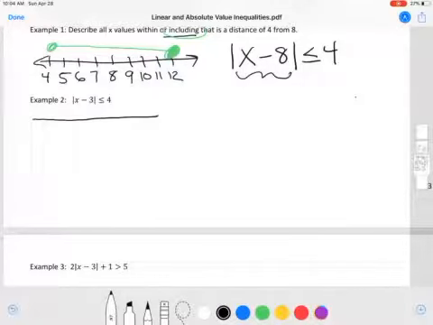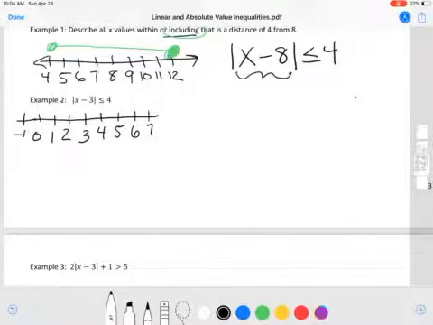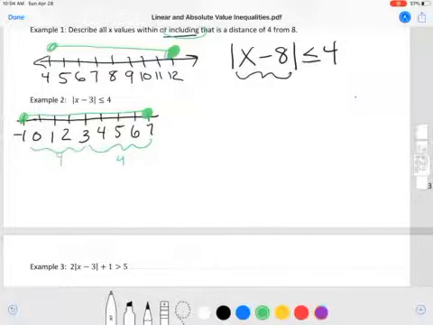This is saying I want to find all the numbers from 3 that are within 4 or including 4. So I want to go 4 out this way. And I want to go 4 this way. So that would be including 7, including negative 1, and all the numbers in between, because this is the distance of 4, and this is the distance of 4. And anything within that is less than 4 or equal to 4 away from 3.